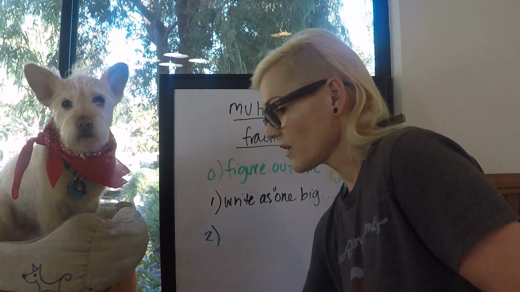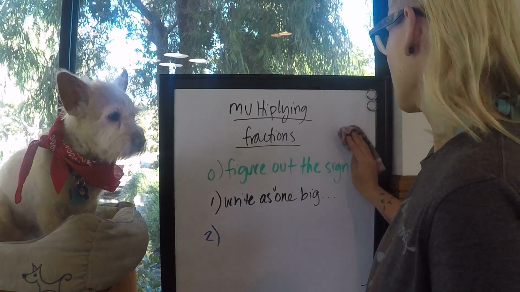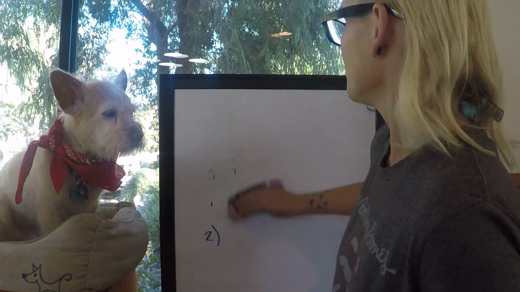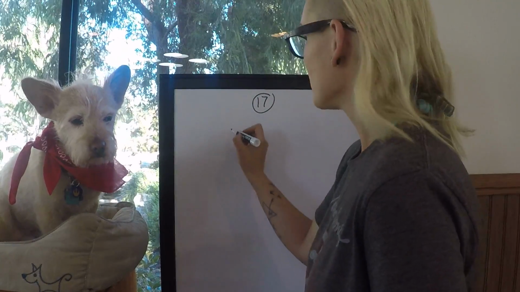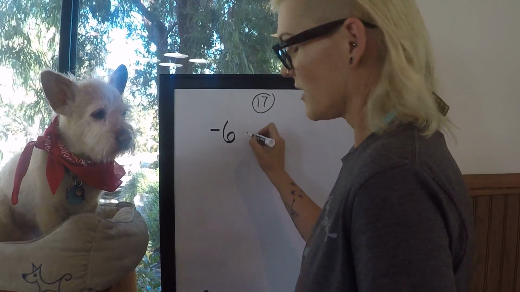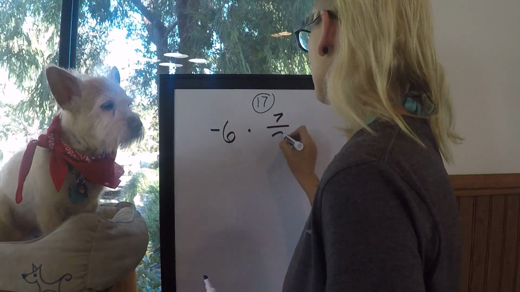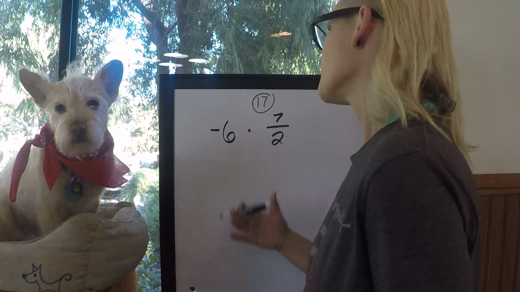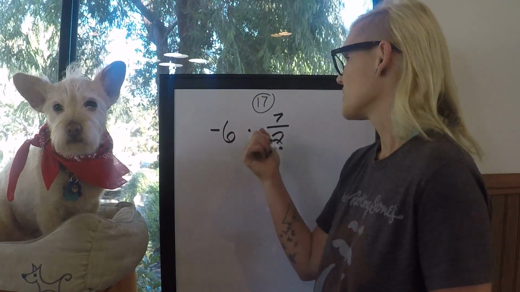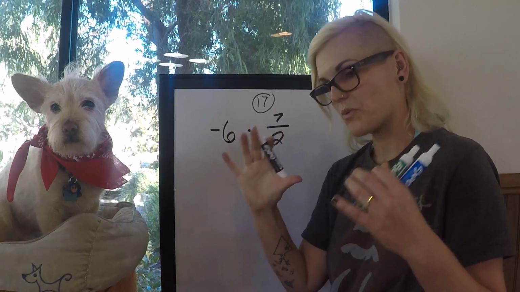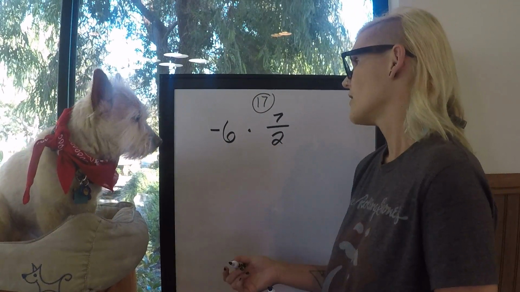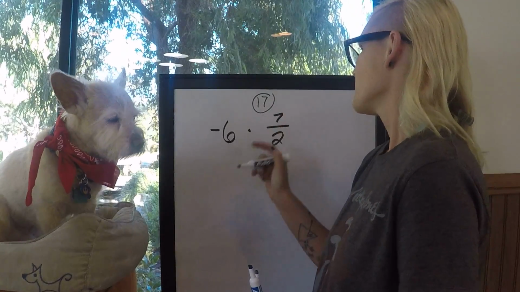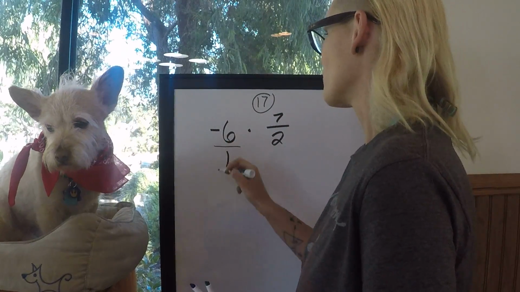So let's go back to number 17. Number 17 is negative 6 times 7 over 2. Sometimes we're going to see an X as multiplication, sometimes we're going to see a dot, sometimes we're going to see parentheses. For all the negative problems, at least in ALEX, we're going to see a dot. So negative 6 times 7 over 2, I'm going to put this over 1.